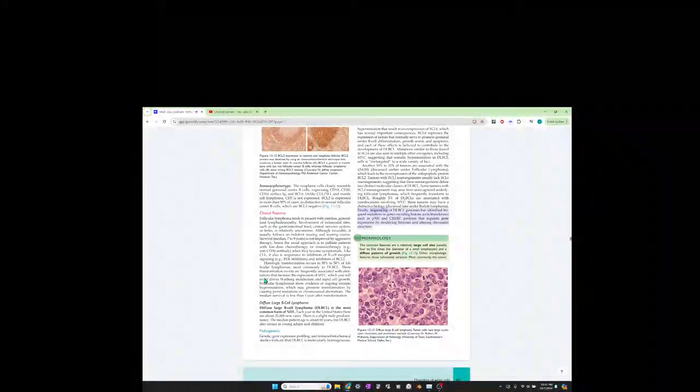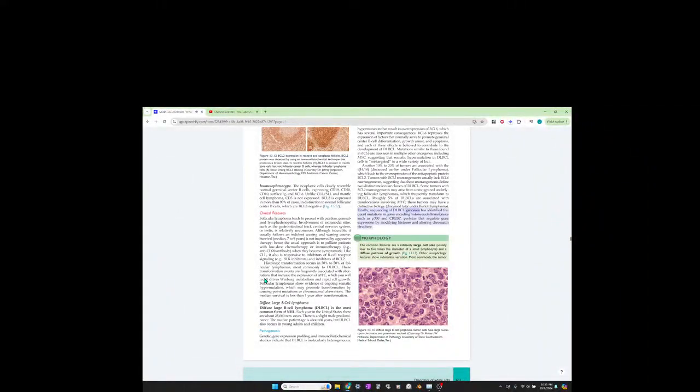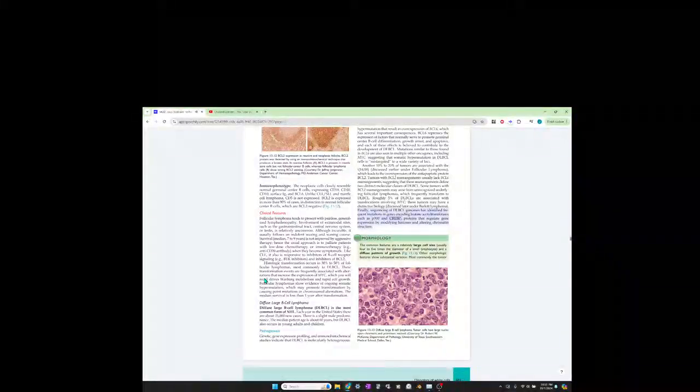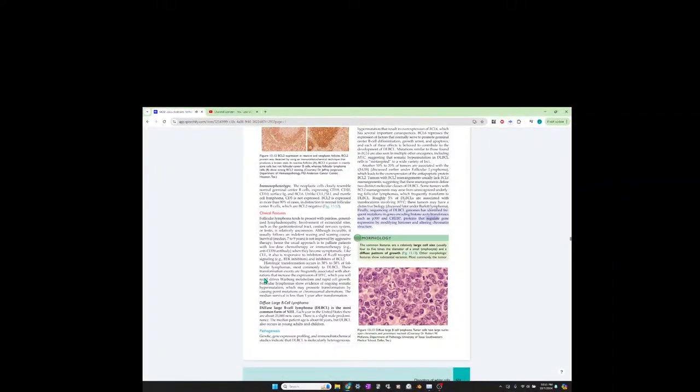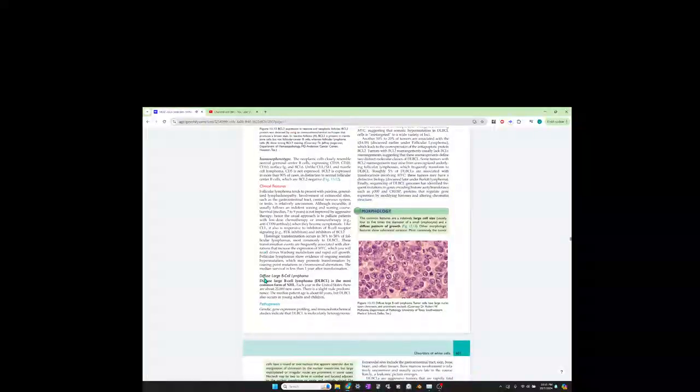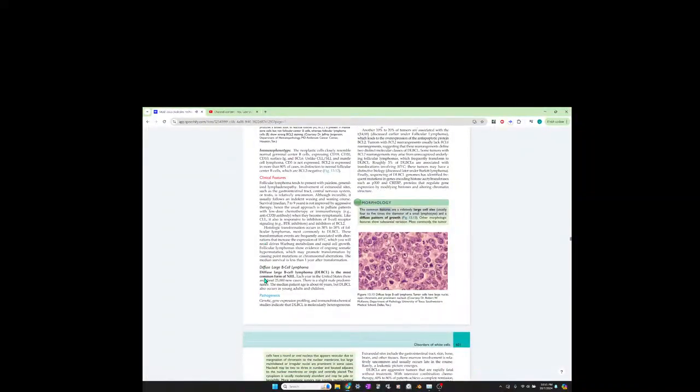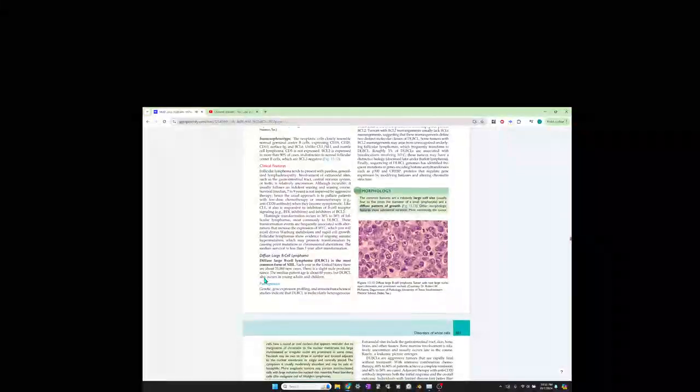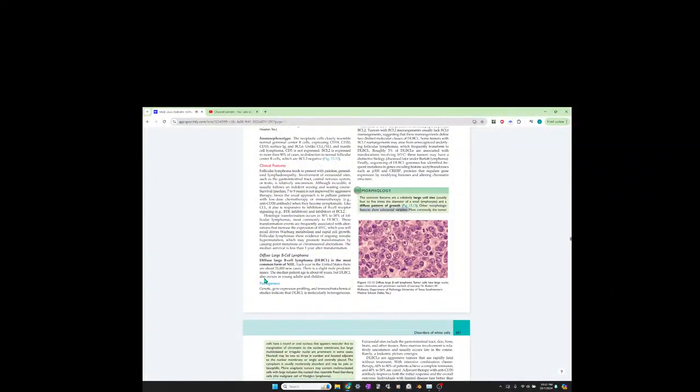Finally, sequencing of DLBCL genomes has identified frequent mutations in genes encoding histone acetyltransferases such as p300 and CREBBP, proteins that regulate gene expression by modifying histones and altering chromatin structure. Morphology. The common features are a relatively large cell size and a diffuse pattern of growth. Other morphologic features show substantial variation.